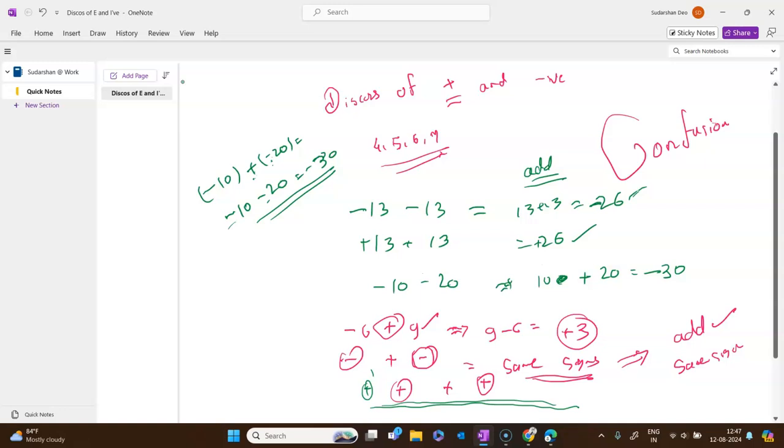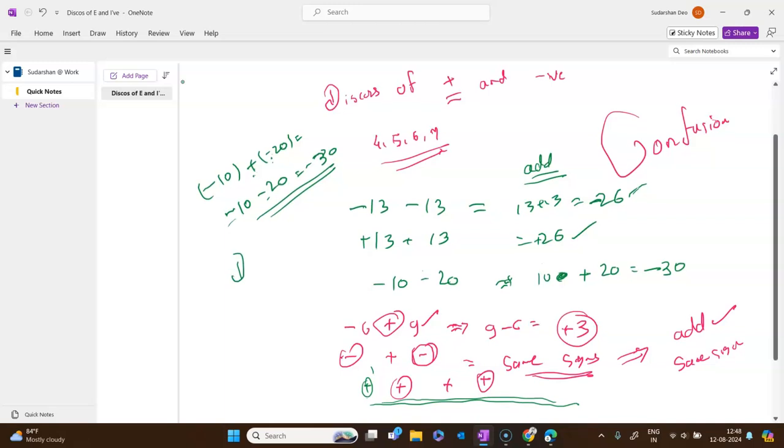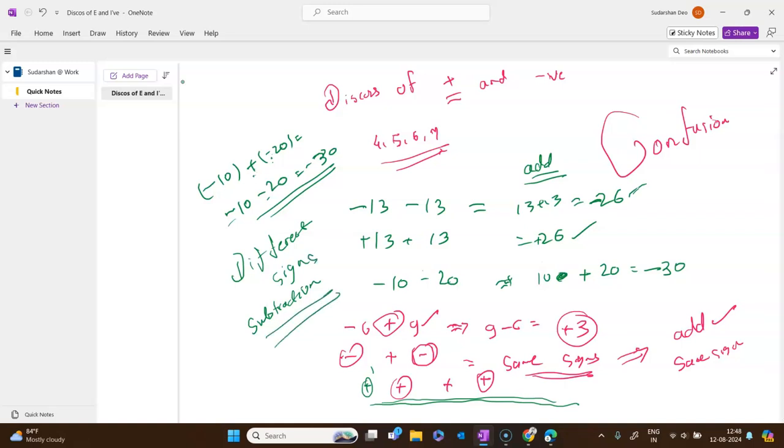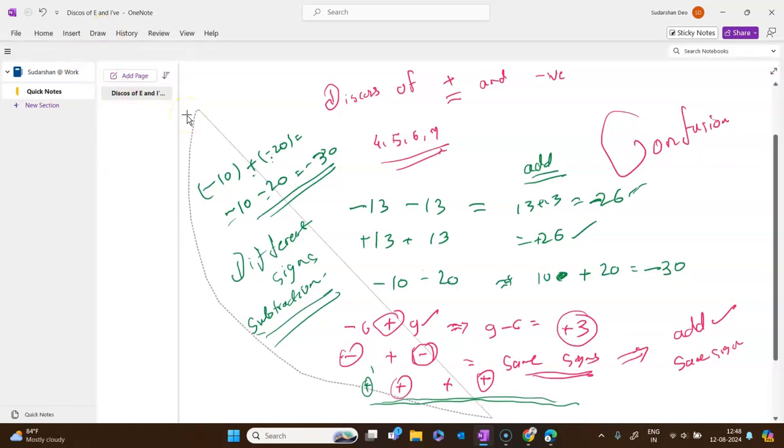But when signs are different, remember, for different signs, you will be doing algebraic subtraction. You will be subtracting. You will be doing a subtraction work. Getting it? For different signs, you'll be having a subtraction over here. So this is important. Don't get confused with this addition, subtraction, greater number sign. And remember, the greater number sign is related to plus minus, algebraic addition or subtraction.